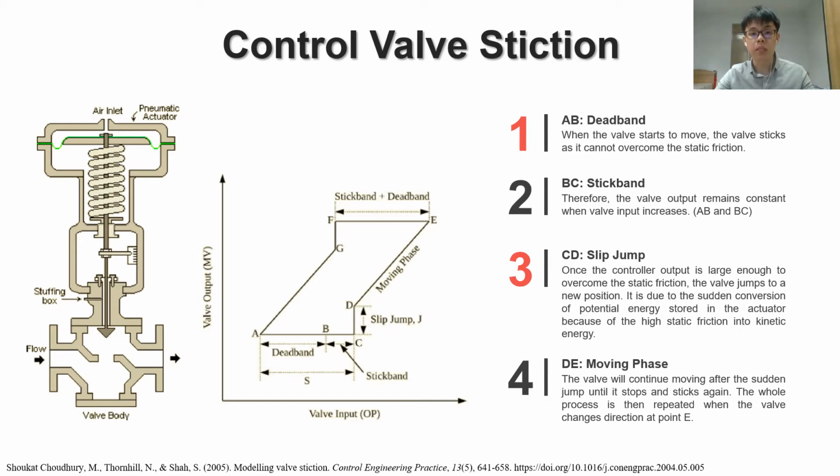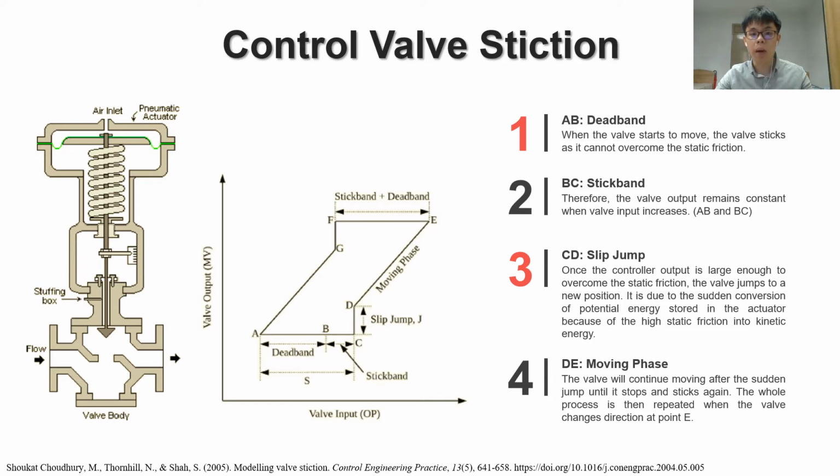Four important elements are included in the plot, which are the deadband, stickband, slip jump, and the moving phase. According to the graph, point A to B indicates a deadband and continuing from B to C indicates the stickband. The valve remains stuck due to higher static friction than dynamic friction. The valve is able to continue moving once the controller output overcomes the static friction, where the slip jump occurs from point C to D. This is because the potential energy stored due to the high static friction is abruptly released by converting into kinetic energy.